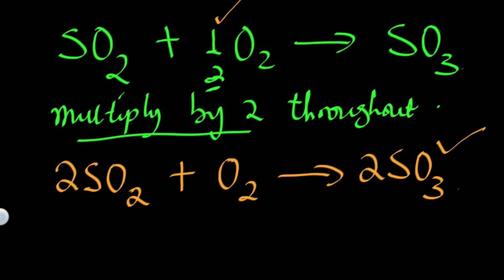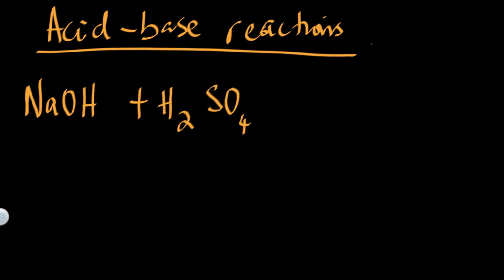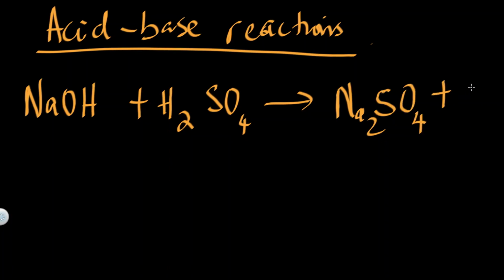I want to do some other examples that involve, let me say, acid-base reactions. I have an acid here reacting with a base. Let me say I have sodium hydroxide, which is a base, and I'm reacting it with an acid, sulfuric acid for that matter, H2SO4. If I react an acid and a base, I get a salt and water. The salt that we get here is sodium sulfate, Na2SO4, plus water, H2O. This is what I get.